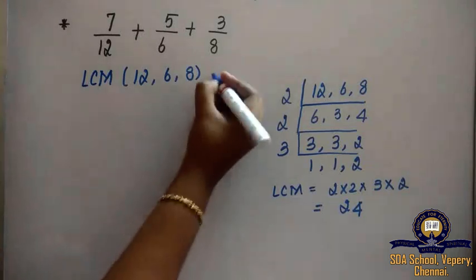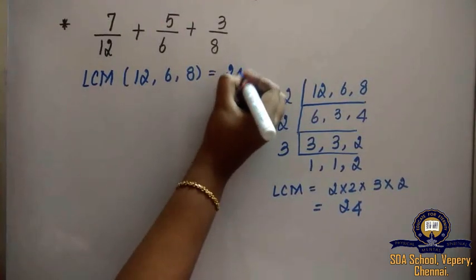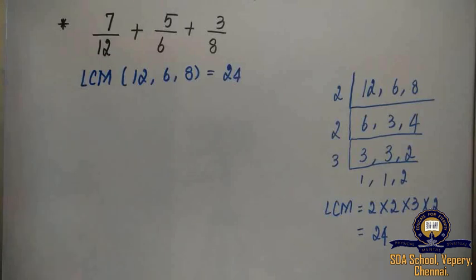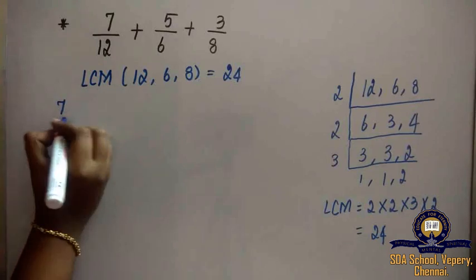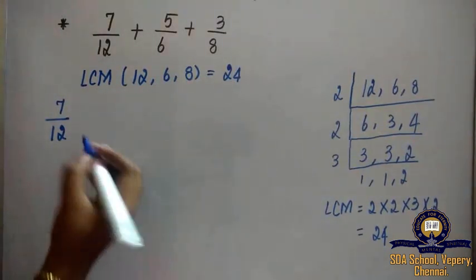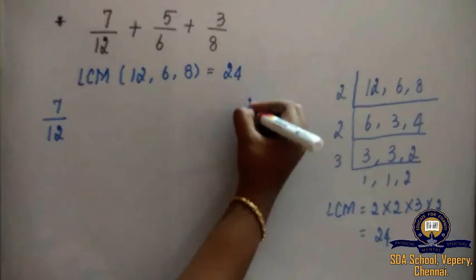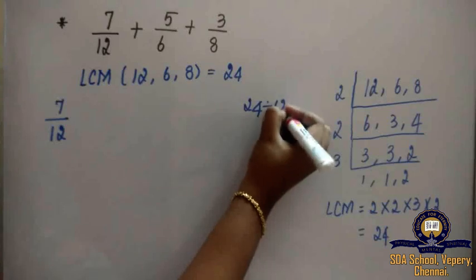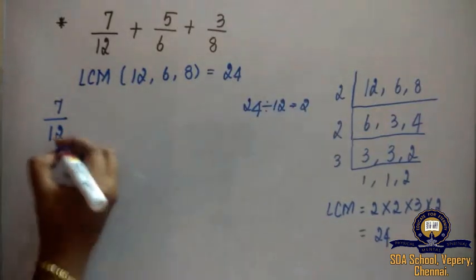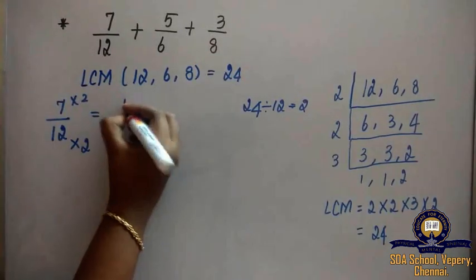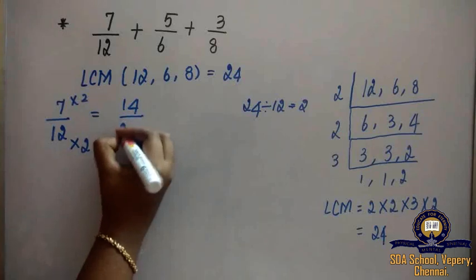So the LCM is equal to 24. So now we have to multiply and divide the numerator and the denominator by LCM divided by the denominator. So the first is 7 by 12. 12 into what number will give 24? 24 divided by 12 is equal to 2. So we have to multiply the denominator and numerator by 2. 7 2s are 14. 12 2s are 24.